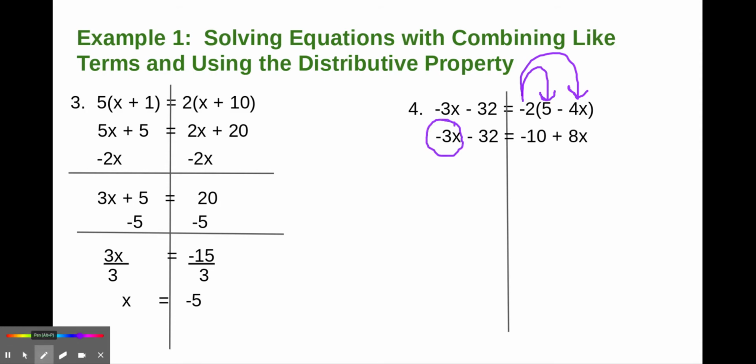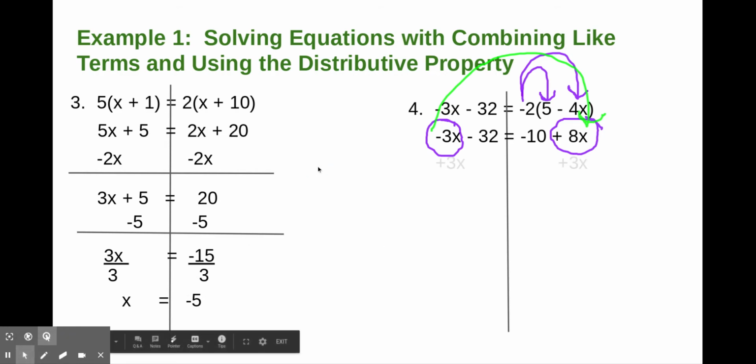If I take a look, I have a negative 3x and I have a positive 8x. It looks like the negative 3 is smaller than the positive 8. So my baby bear is negative 3, and I need to take it over to the positive 8. So then I'm going to add 3x to both sides.